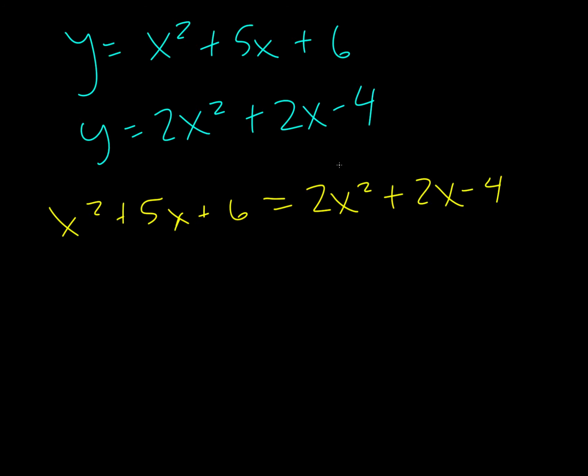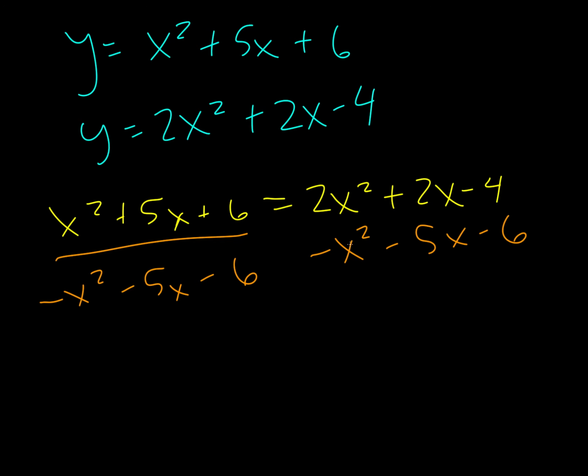Now, it's just a personal preference, but I like to have my leading coefficient positive whenever possible. And so I'm going to move all of this onto this side. So I'm going to minus x squared minus 5x minus 6. So these become x squared. These become negative 3x. And these become negative 10. And this side is 0.